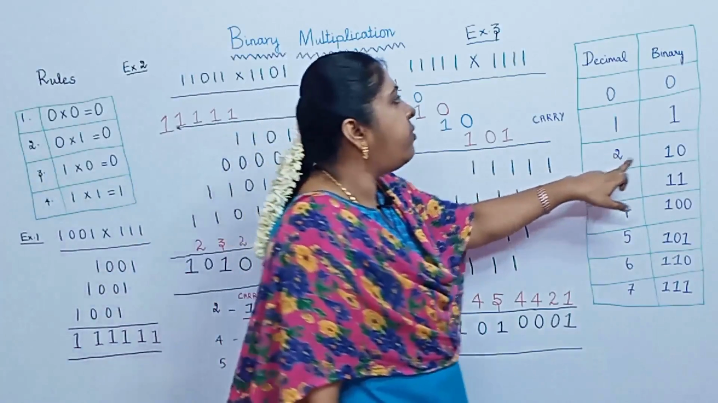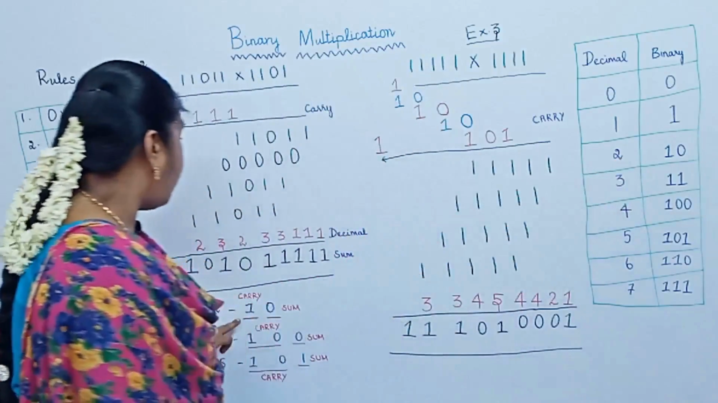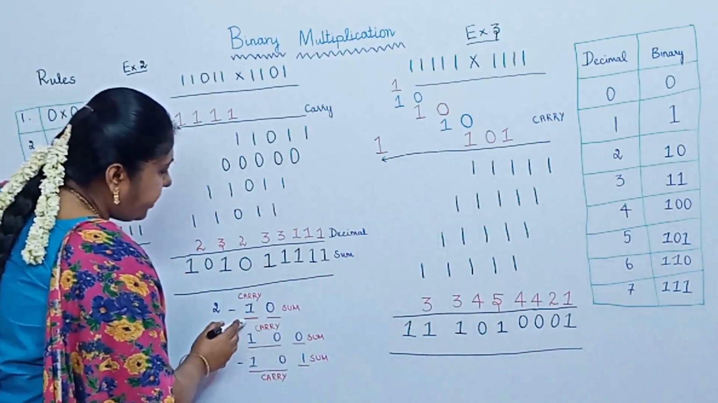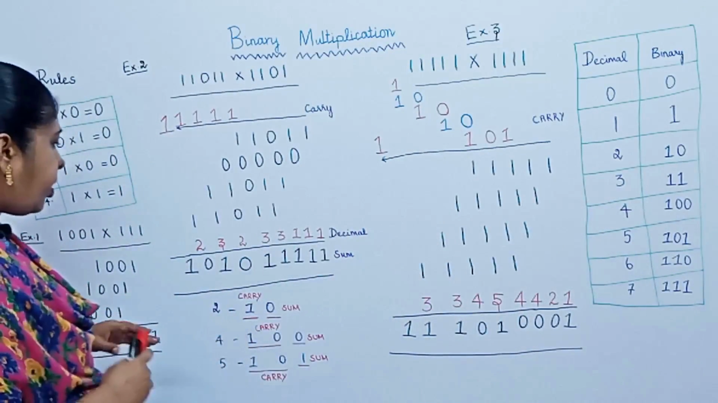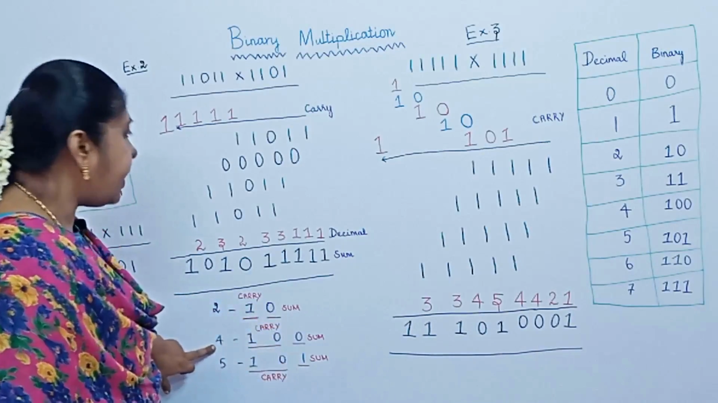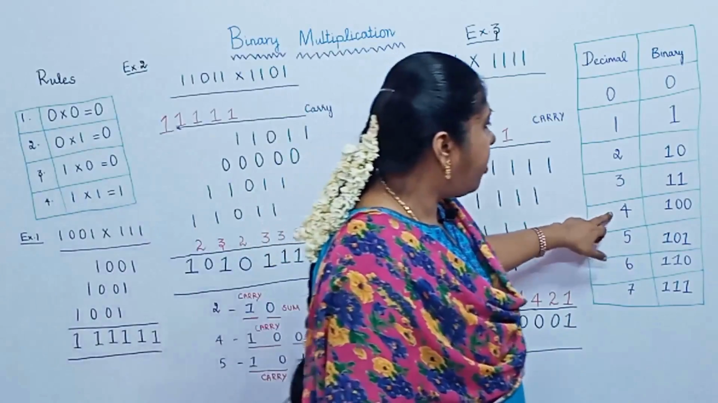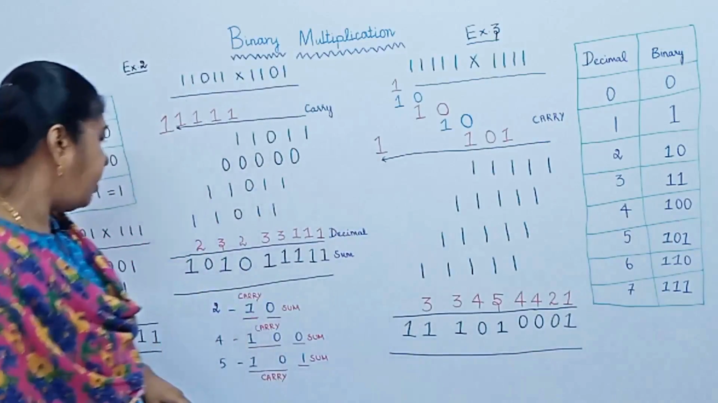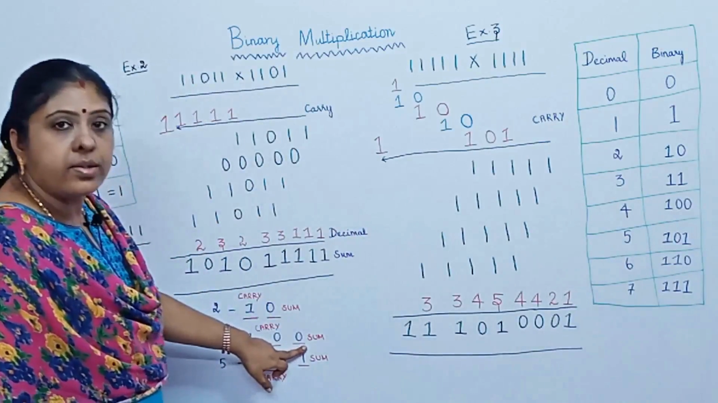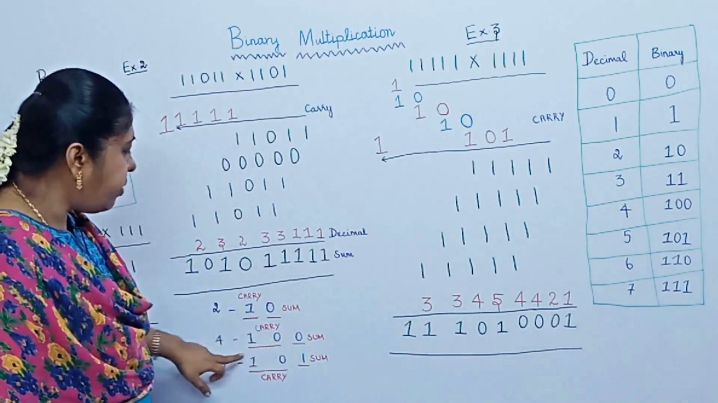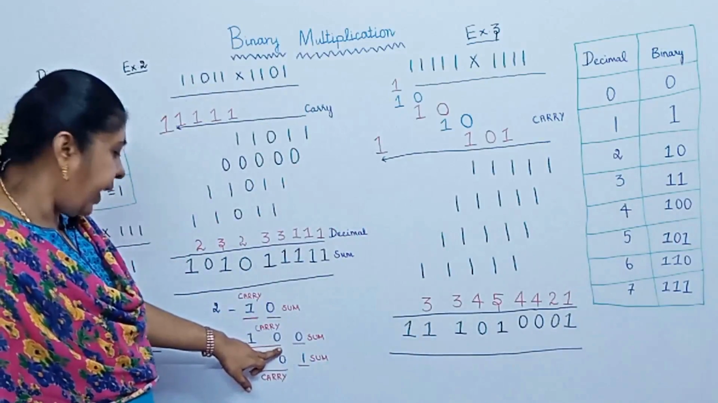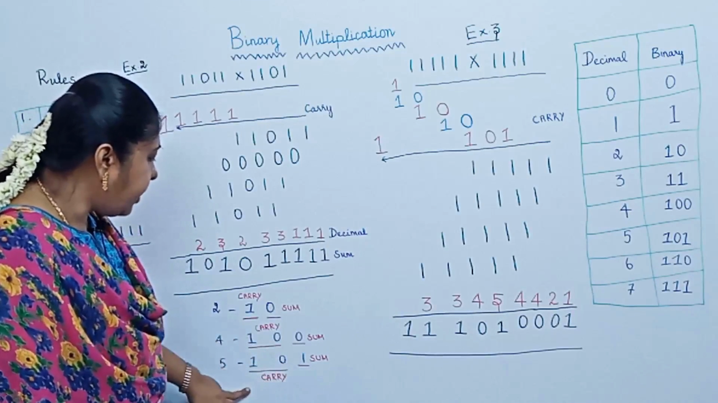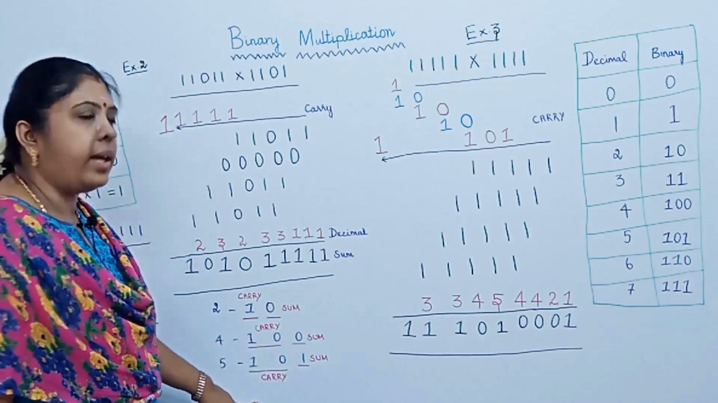For the decimal value 2, the binary value is 10. Here the last digit 0 is called the sum bit and the next digit is called the carry bit. You want to remember this detail. And consider 4. For the decimal value 4, the binary value is 100. For this 100, the last digit 0 is called the sum bit and the next 2 bits, 10, are called the carry bits. Similarly for 5, 101, the last 1 is called the sum bit and the next 10 is called the carry bit.